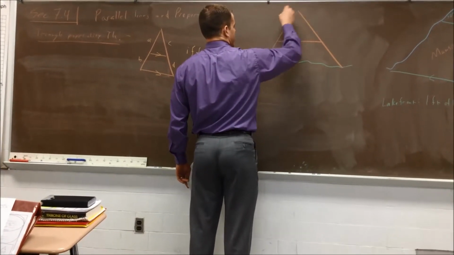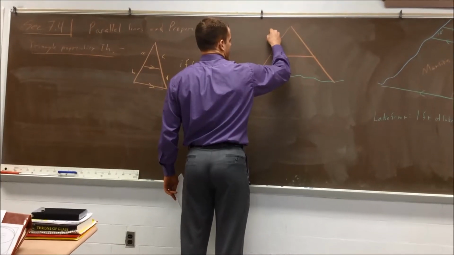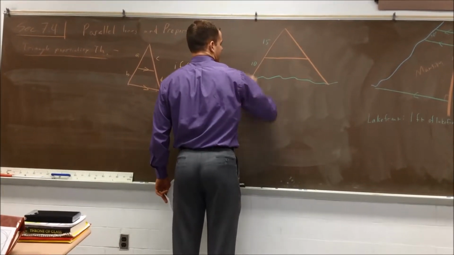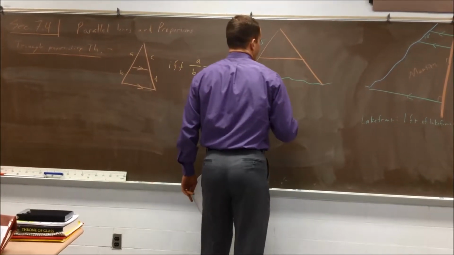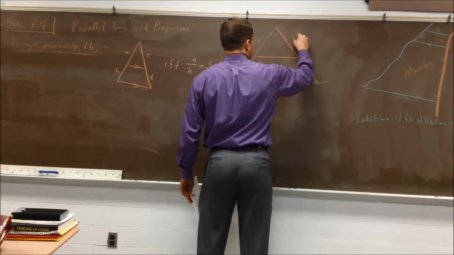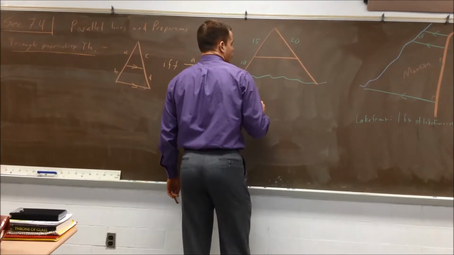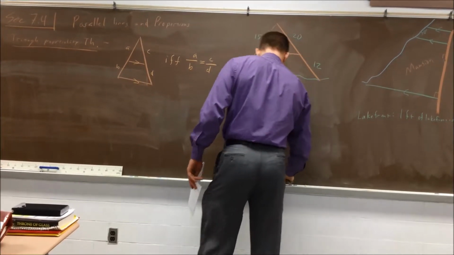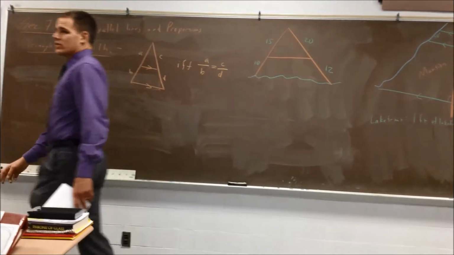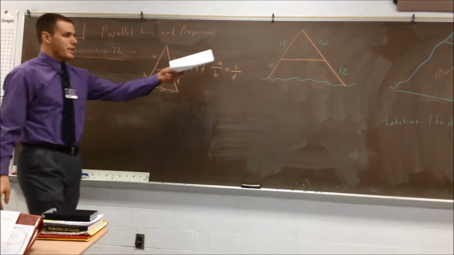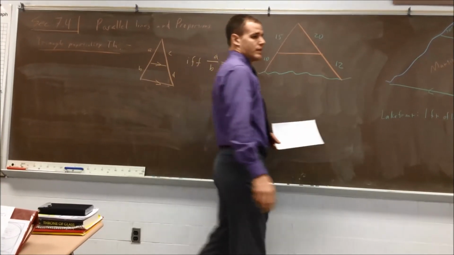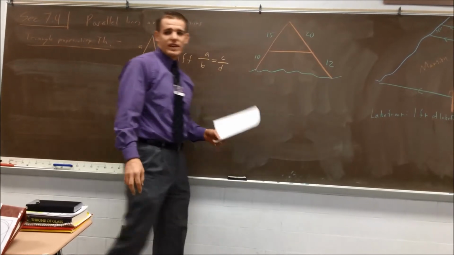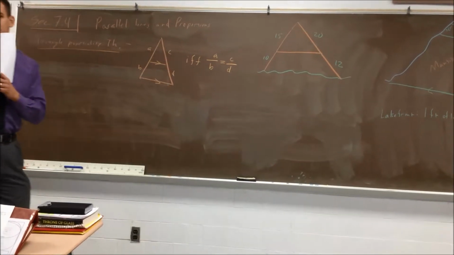Going up into the second part here, this is 15 feet, this is 10 feet, and on this side, this is 20, and this is 12. Is the floor tilting or is it parallel to the ground? I will give you 15 seconds to make a proportion and check. Go.